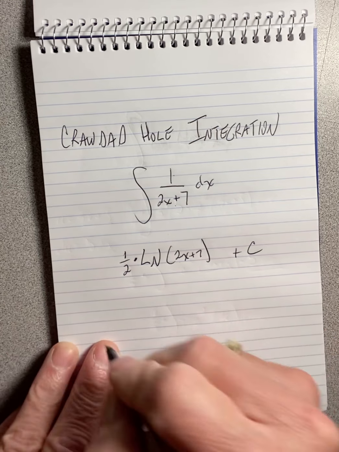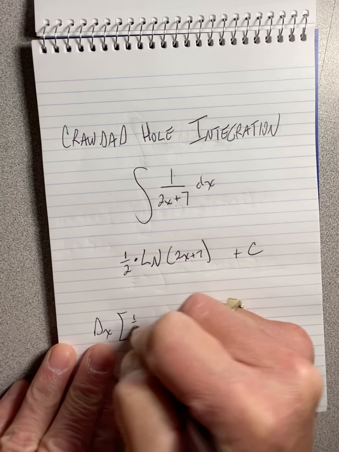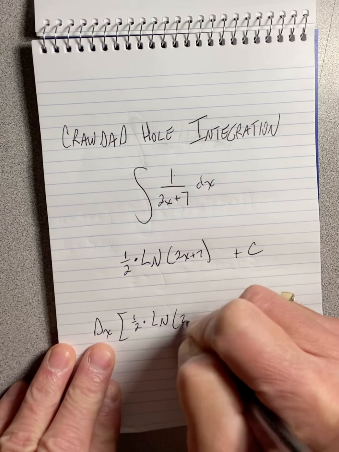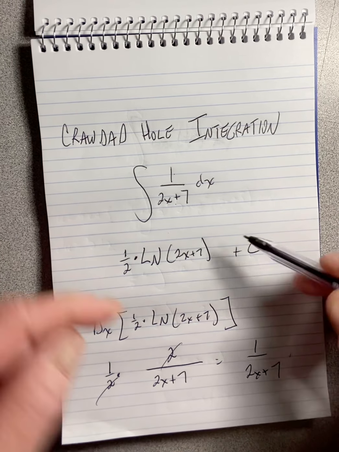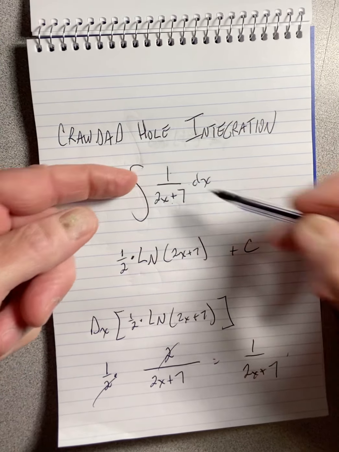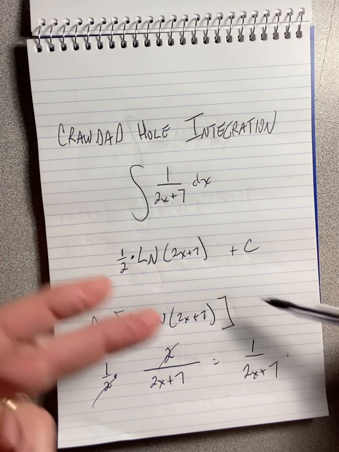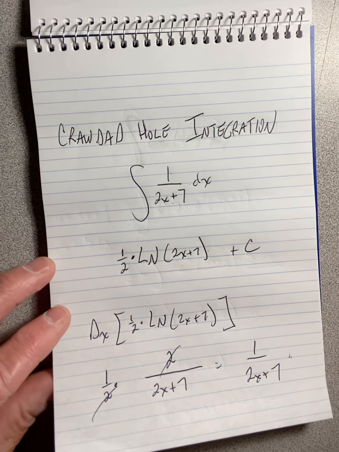So the vanishing log, let's take the derivative of that. The derivative of 1/2 times the natural log of 2x plus 7. You know, forget the plus c when you take the derivative, it's 0. But this 1/2 comes out front, and you just multiply by whatever you get. Now, when I differentiate natural log, it's the vanishing log rule. You put the 2x plus 7 down here, and then you take the derivative of this, you put it up here. Oh yeah, this cancels with that, and I'm left with 1 over 2x plus 7. So yes, this is the antiderivative of this, because when I take the derivative of this, I get the integrand. Very good. So crawdad hole integration.